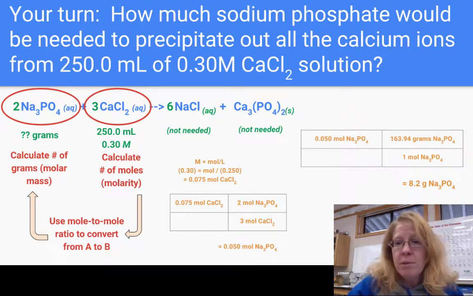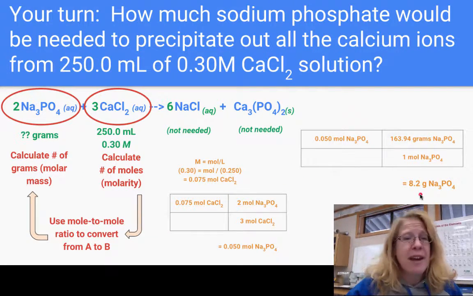So there it is, moles of sodium phosphate to grams. This number up here is the molar mass of sodium phosphate. Again, that's 3 sodiums, a phosphorus, and 4 oxygens all added together to give me 163.94. And then, oops, sorry about that. And then we get the total of 8.2 grams.